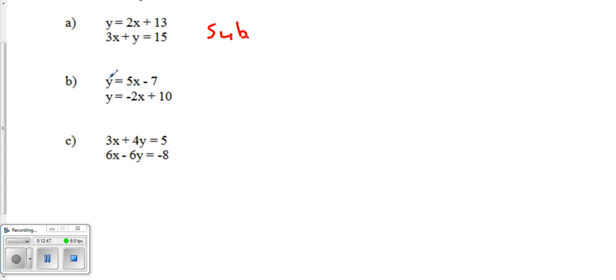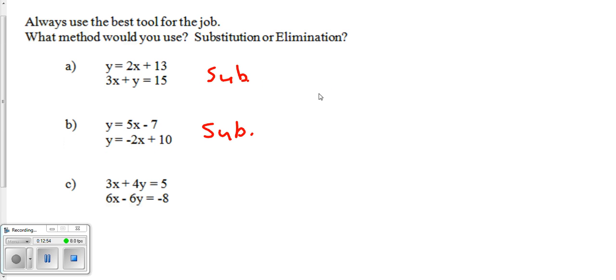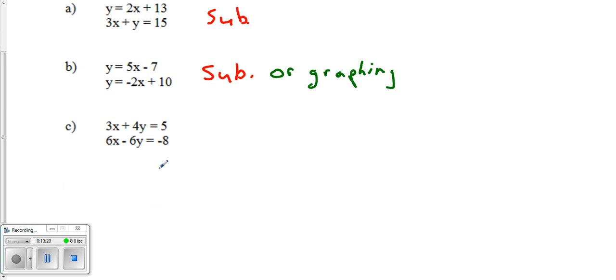Again, we've got y alone in both of these cases. So because you have a variable already alone, it might be easiest to do substitution. Now, in both of these cases, since y is alone, we have y equals mx plus b, so you could also do graphing. Graphing this one might be kind of easy too, because we already have the slope-intercept form. It might be a quick, easy way to find where these ones cross each other. So substitution or graphing will work pretty easily for this one.